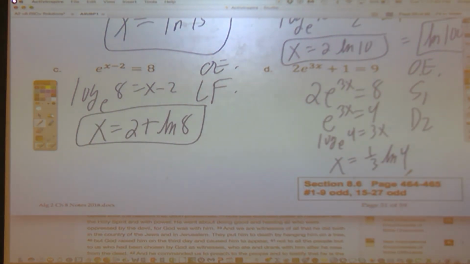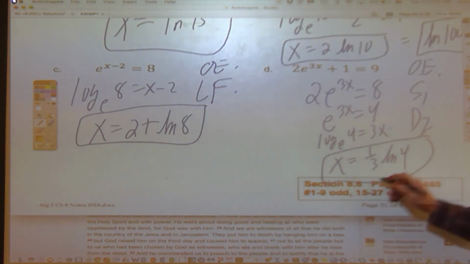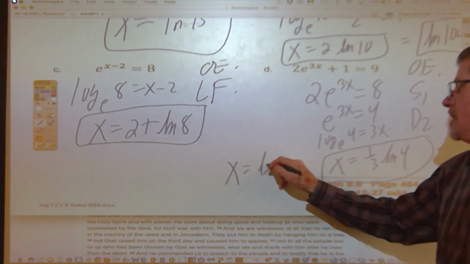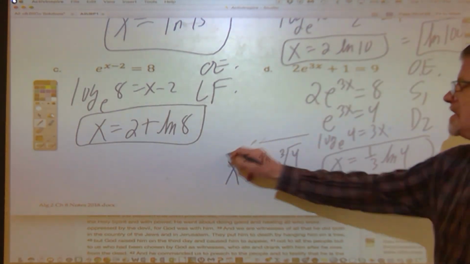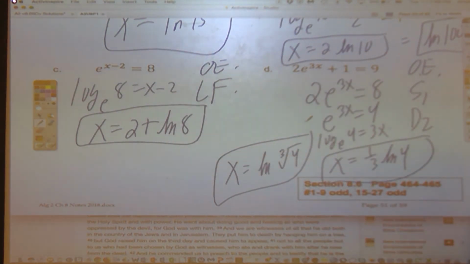Now, if you write it 1/3 natural log 4, we'll give it to you. But others of you might end up writing it as natural log of the cube root of 4. Same thing. Both of those are full credit answers.